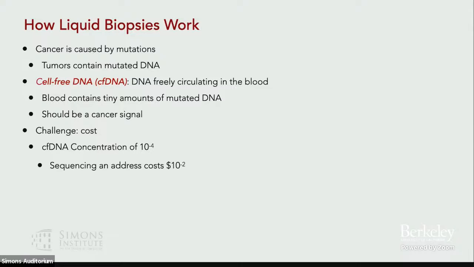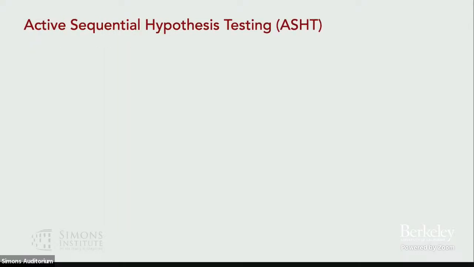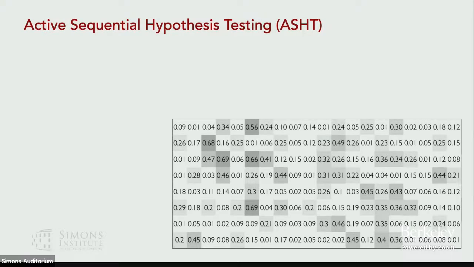So now let me add more constraints: a reasonable commercial test should cost no more than $100. This really forces us to pre-select around 10 to the 4 genetic addresses in a liquid biopsy panel. What we are going to do next is reframe this problem in the language of active sequential hypothesis testing. What I'm going to show you next is just an ASHT instance. For now, I'm just going to claim that the problem I just described in words can be packed into this table with one additional parameter. And let's just work on the problem setup now.